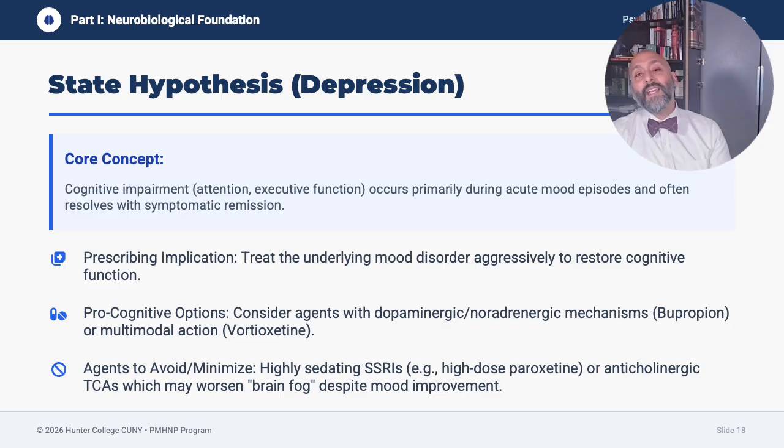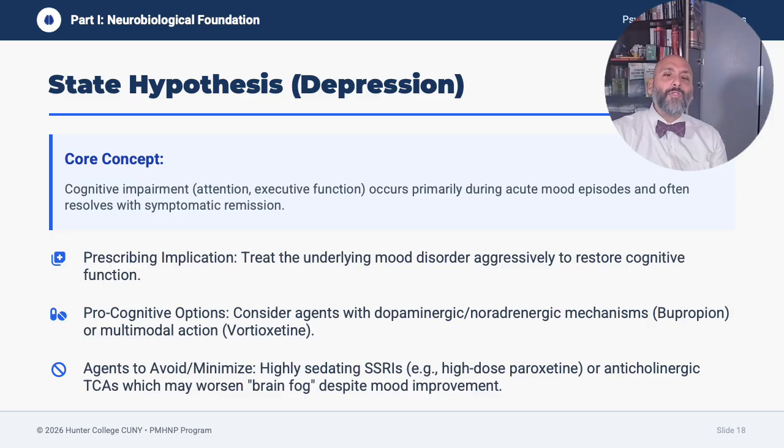Now, there are some medications to minimize or avoid. Not all antidepressants are equal when cognition is a concern. Highly sedating agents, strong anticholinergic medications, things like high-dose paroxetine, which hopefully goes out of favor, and older tricyclic antidepressants. These can improve mood, but they typically will worsen attention and memory and clarity. So a patient will say to you, I'm less depressed, but I feel dull. That's a prescribing problem, not a patient problem, and so you should know that.